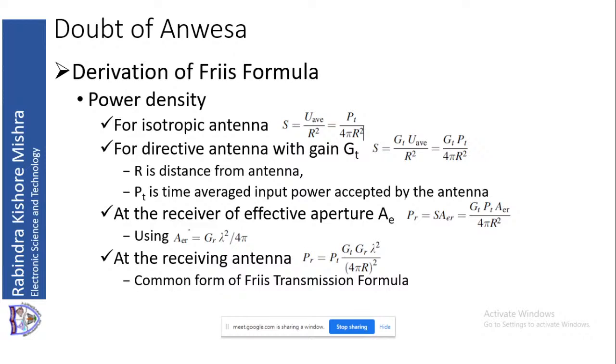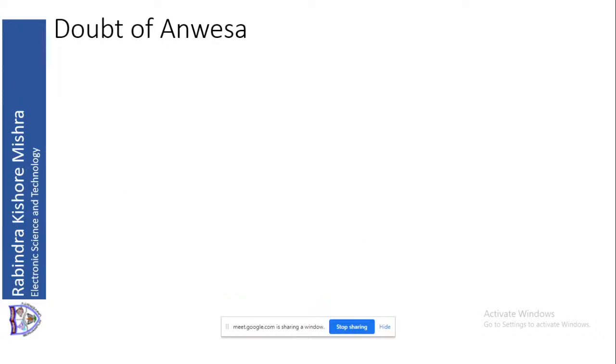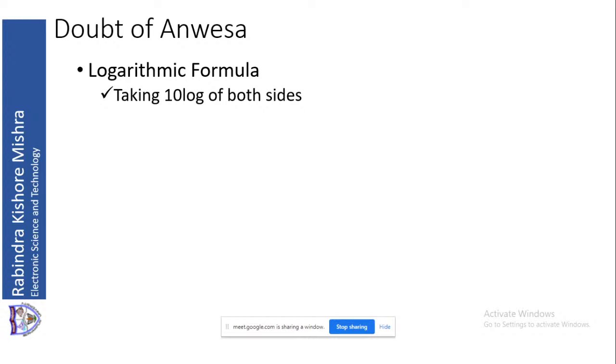Now this gives us the power at the receiving antenna, and this is the common form of the Friis transmission formula. Now I'll go slightly beyond this, because I have shown you the logarithmic formula. So take the logarithm of both sides of this common formula. Take 10 log on both sides.